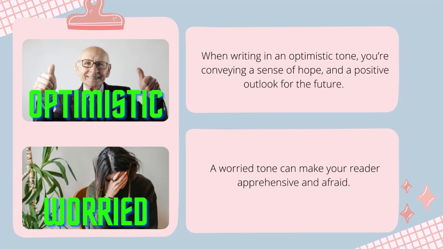Next, we have worried. A worried tone can make a reader apprehensive and afraid. It communicates feelings of anxiousness about something that's unknown. For example: my hand tentatively reached for the knob, shaking as I held my breath, rocked back and forth, looking out the window every second, and stressed.